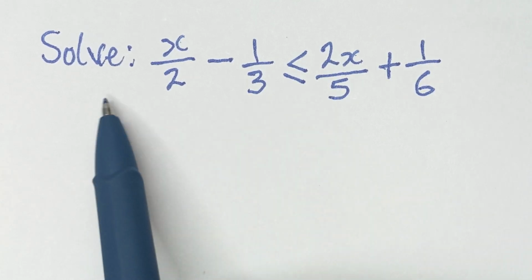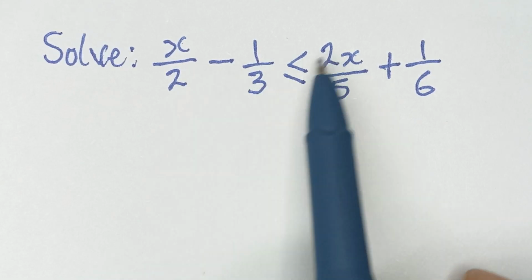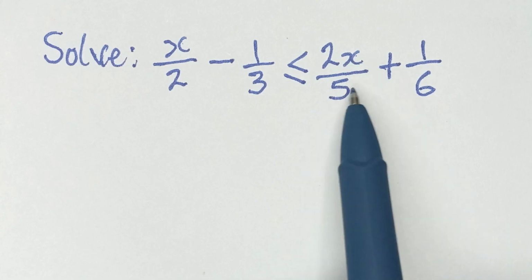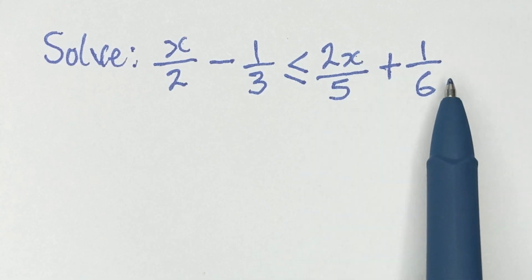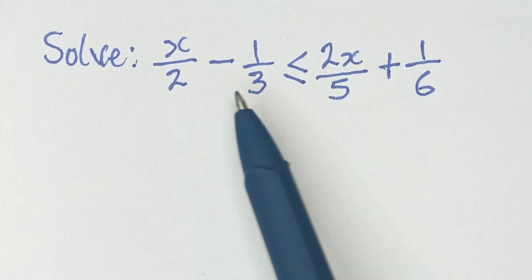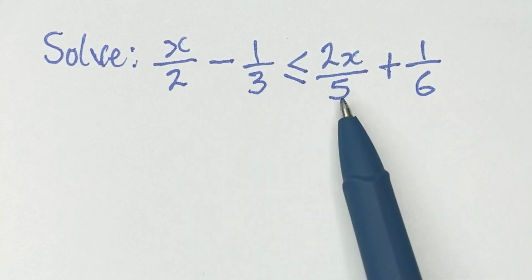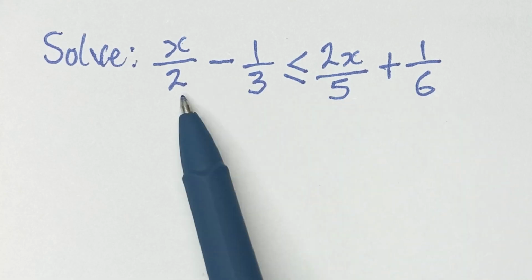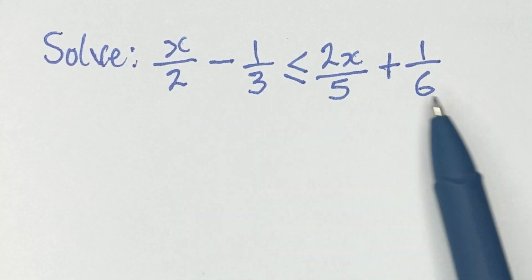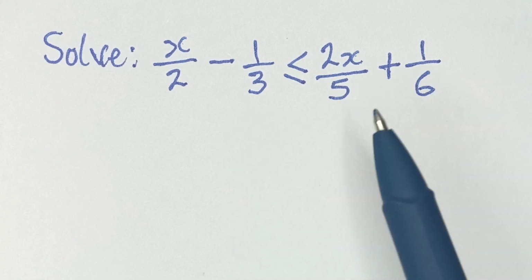Now the question here says solve x over 2 minus 1 over 3 is less than or equal to 2x over 5 plus 1 over 6. For us to solve this, a very simple way of simplifying this is to look for the LCM, or the common denominator, for all these values: 2, 3, 5 and 6. Their common denominator, or the LCM, is simply 30.